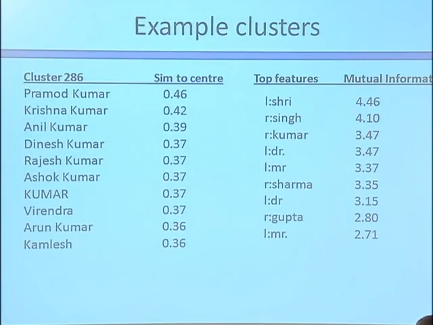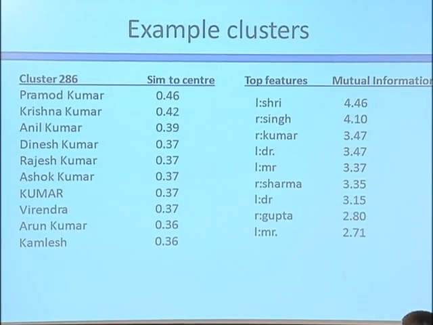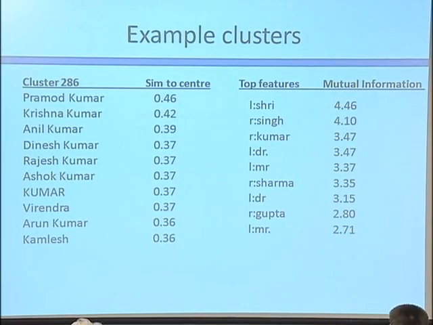And this is a sample cluster which we got from k-means clustering. This is a cluster of Indian names, and as you can expect, the features are common suffixes and prefixes of Indian names like Singh or Kumar or Shri.